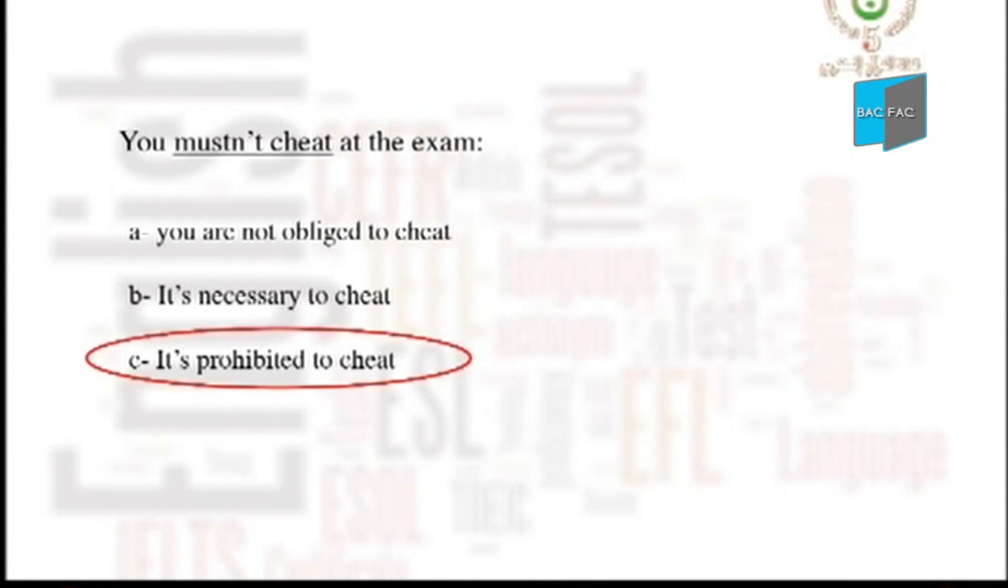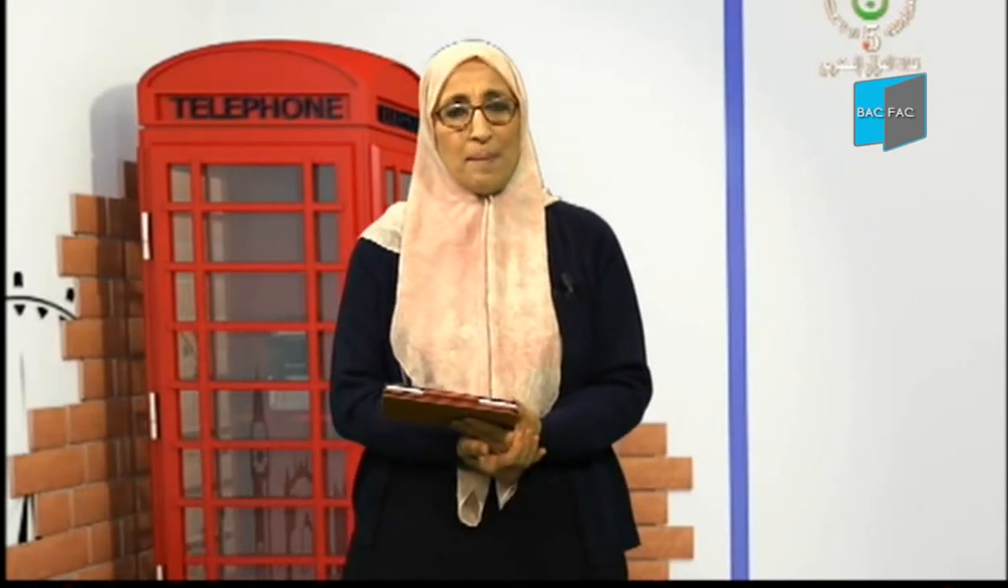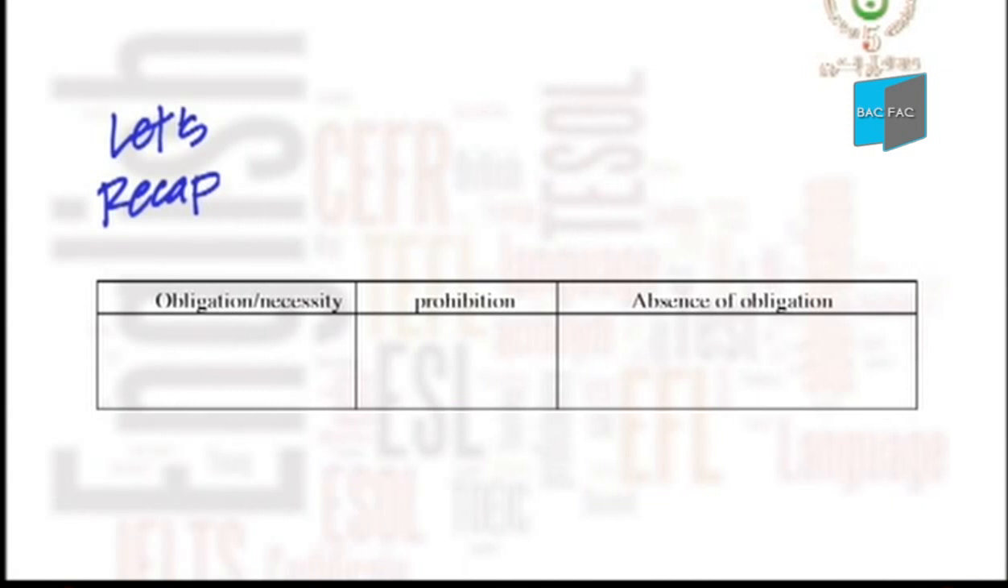Good. The answer is C. So mustn't expresses prohibition. Right. Now that you have guessed that our lesson deals with obligation, absence of obligation, and prohibition, let's fill in the table to recapitulate what we have just said. Fill in the table with the language forms used to express obligation and necessity, the language form which expresses prohibition, and the one that expresses absence of obligation.